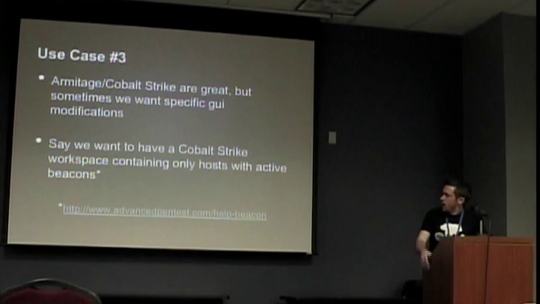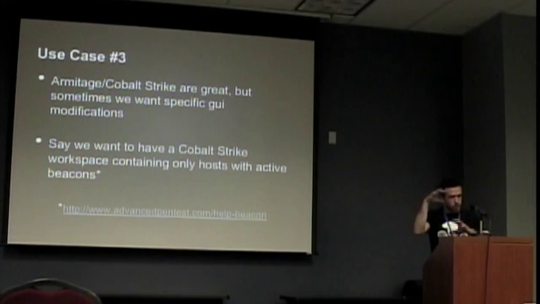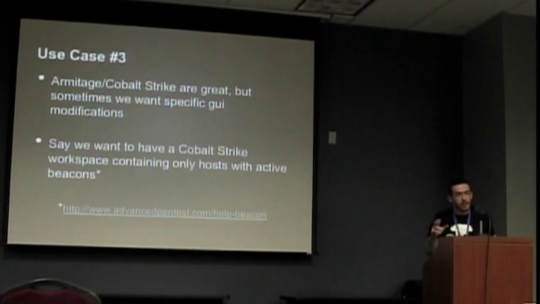Cool. So, third example. Armitage and Cobalt Strike, which we use, are awesome. But sometimes we want to make non-trivial, specific GUI modifications that normally you wouldn't be able to do with some of the other paid products. So one example we had was we wanted a Cobalt Strike view or workspace, multi-host, that just has the active Beacon C2 agents in it, which by default don't show up. You can filter by all the active Meterpreter sessions, but you can't just see something with all the active beacons.